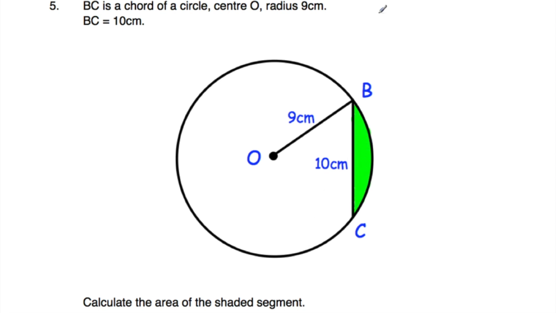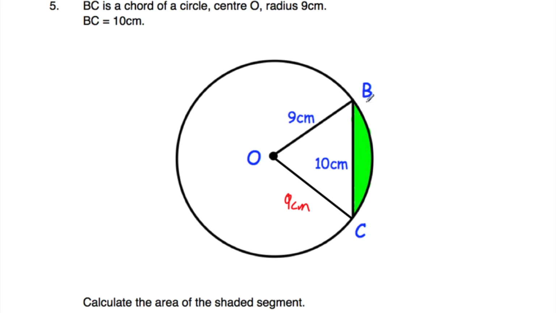So we've got this segment here. Now the first thing I'm going to do in this question is draw the radius from O to C, the other radius there. So now that I've drawn that other radius, and because OB is equal to 9 centimeters, OC would also be equal to 9 centimeters. Now I can see here we've got our sector and we've got our triangle. And if we can find the area of the sector and the area of the triangle, we can take them away to see what's left for the area of the segment.